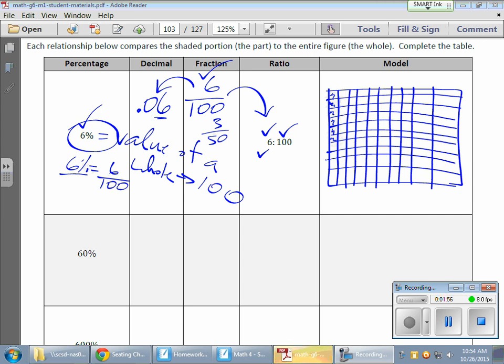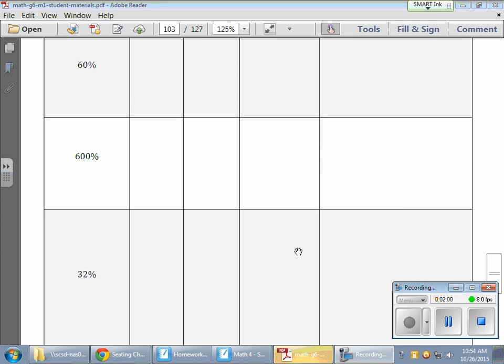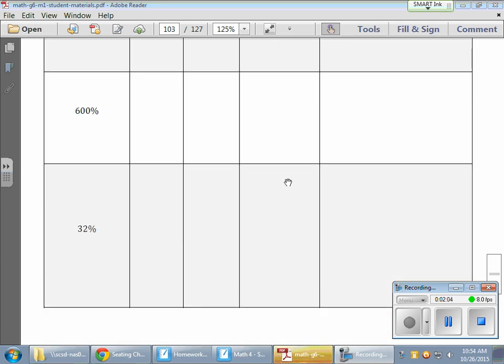Let's see what else we have here. There's another one I wanted to look at. As I cruise down, we have one that says 600%. And at 600%, as a fraction, let's say this was a fraction over here, 600, because a percentage is some number out of 100, I have 600 over 100.